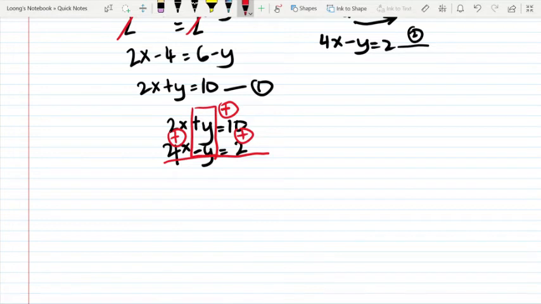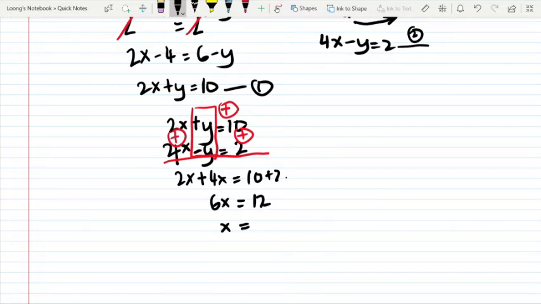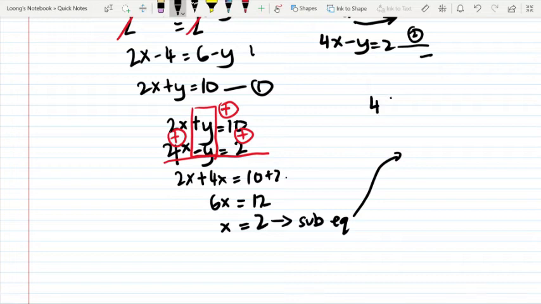So here what we are left with is 4x plus 2x equals 10 plus 2, and 6x equals 12, and x equals 2. And what we can use here is the value of x to sub into any equation that you like. It could either be here or here. So what I'm going to do here is just use the first one. I will sub it into this equation above.